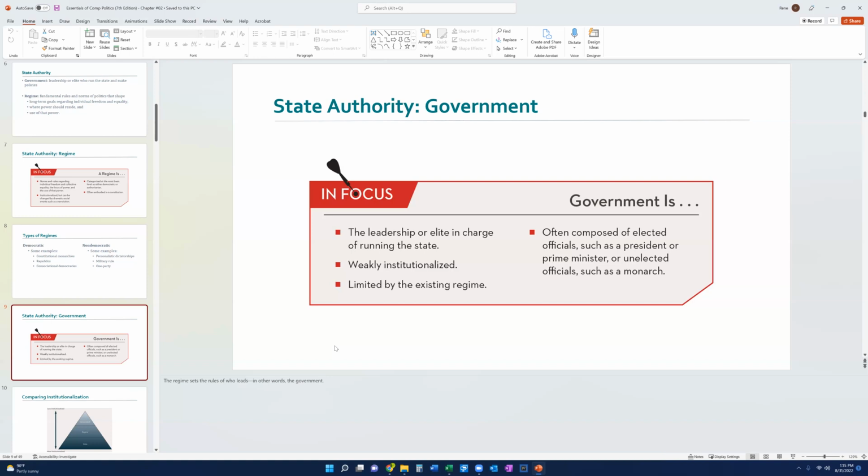The government is frequently going to be composed of elected officials like a president or a prime minister, or it's also going to be made up of unelected officials, perhaps like a monarch in England.